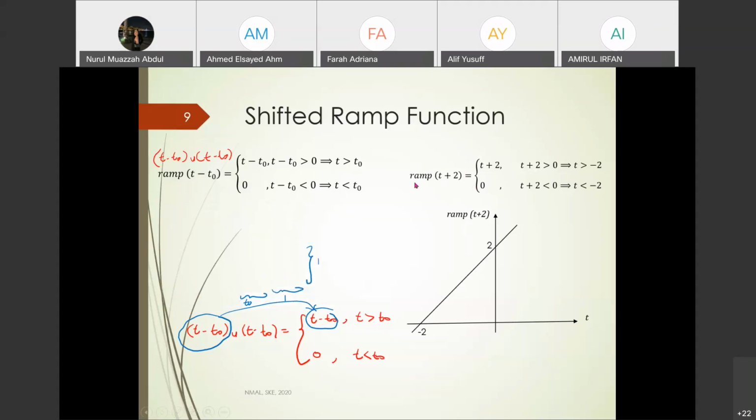Another example, r(t plus 2). r(t plus 2) is equivalent to t plus 2 when t is bigger than negative 2, so you start at negative 2. It is equal to 0 when t is less than negative 2. For this case, when you draw, yang ni kat sini dia terlebih sikit, eh? It should start from 0 and then go up like that forever. When here is negative 2, it should be 0, and when the signal here is at negative 1, the value here should be 1 as well. That's what I mean by it should be directly proportional.